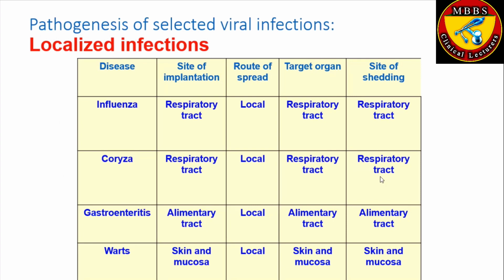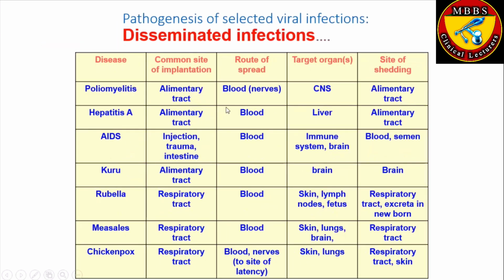I told you that we have localized infections. You can see here the different localized infections, because they have the local infection at the site of primary entry. These are influenza, coryza, GIT infections, and warts. The others are generalized through the blood. So you can see mostly they spread through the blood. They are called disseminated or generalized or systemic diseases, like poliomyelitis and hepatitis C. These are all disseminated diseases.